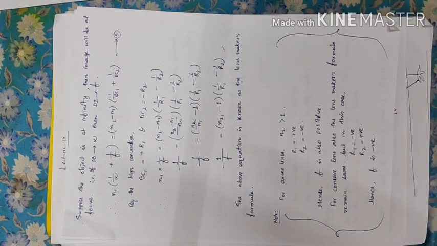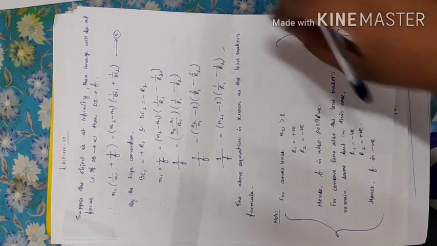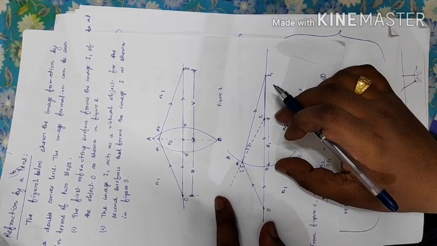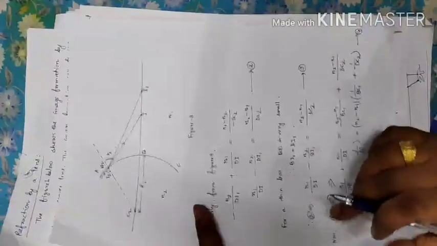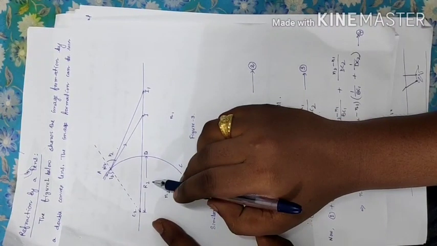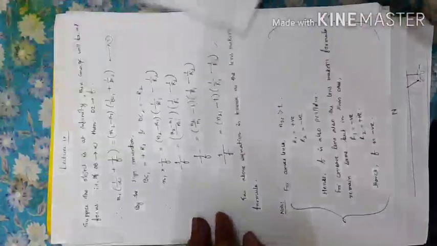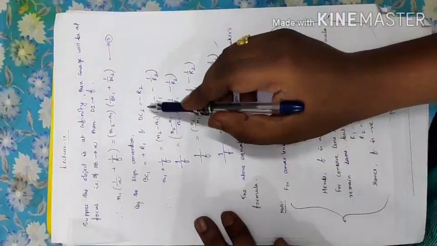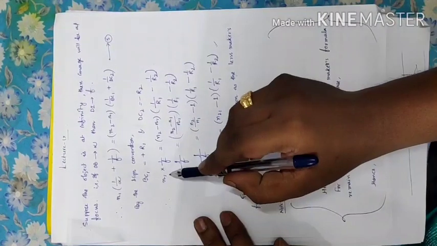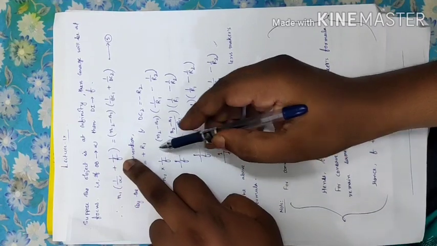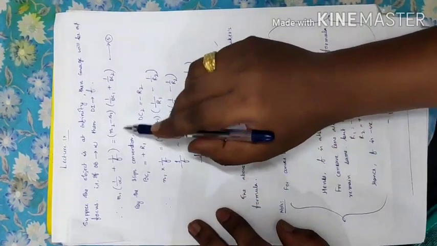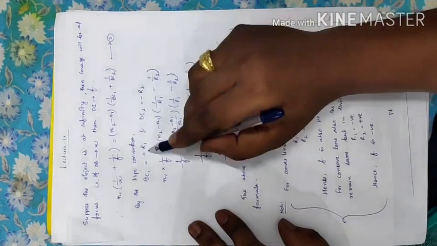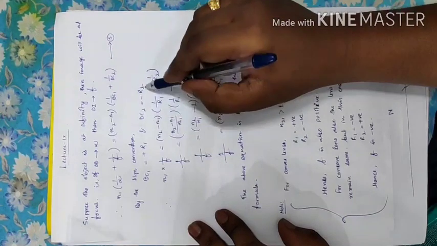By the sign convention, BC1 is your plus R1, because BC1 is on the right side, so it is plus. And DC2 is on the left side, so R2 is minus. So BC1 is plus R1 and DC2 is minus R2. Now put this value in equation number 5. n1 times 1 by infinity is 0, so only 1 by f remains, equal to n2 minus n1 into 1 by BC1, which is plus R1, and DC2, which is minus R2.